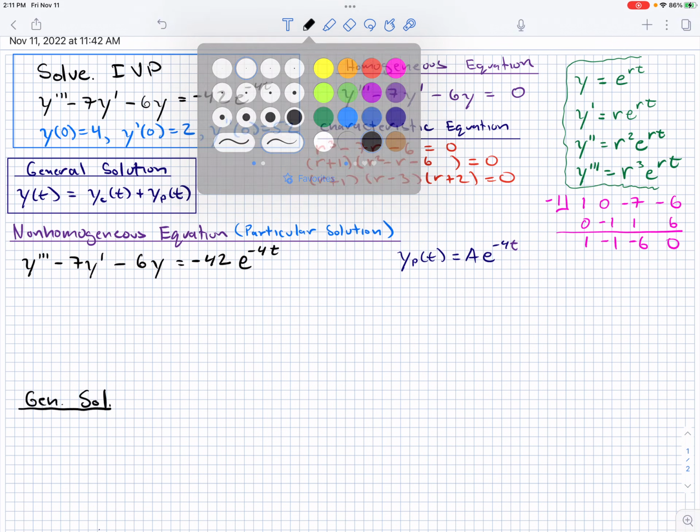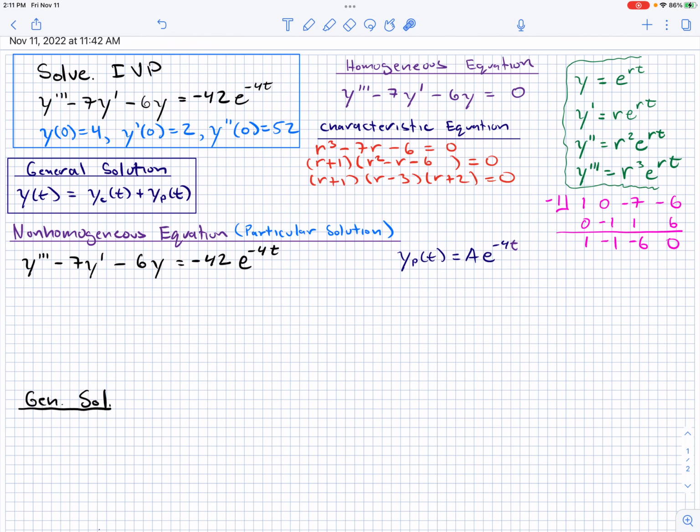And this is wonderful because now we can write our solution y sub c of t using the values of r, which are going to be negative 1, 3, and negative 2, and they're all going to be independent solutions of this form, e to the rt. So I will write that right now. C1 e to the negative t plus C2 e to the 3t plus C3 e to the negative 2t. I'm going to highlight this.